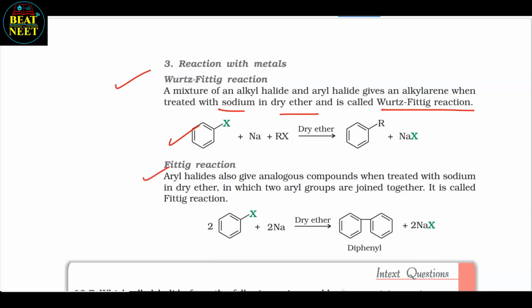Fittig reaction. Aryl halides also give analogous compounds when treated with sodium in dry ether, in which two aryl groups are joined together. It is called the Fittig reaction. Here you can see.